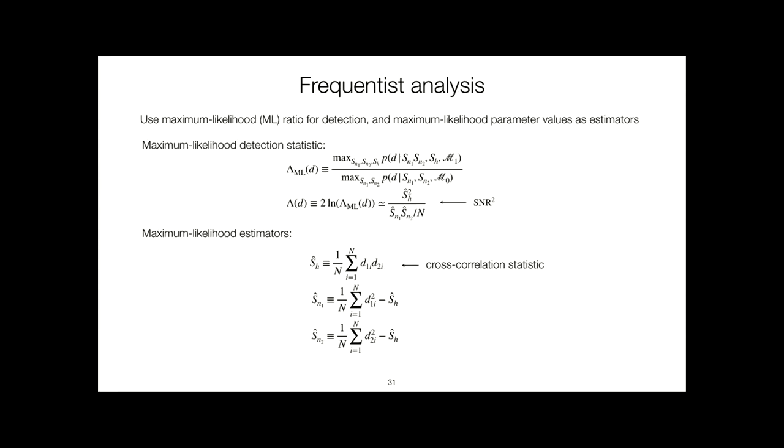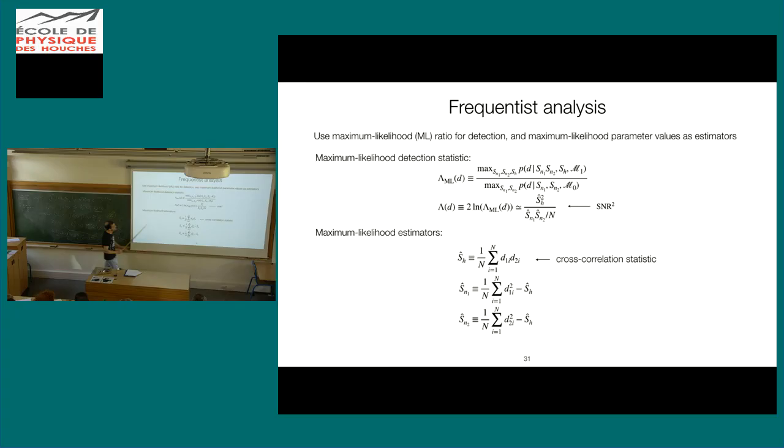The maximum likelihood estimators that you get when you do the maximum here and the maximum here, you can show, at least for the case where you've got both signal and noise present, are given by these expressions here. So this is something that we wrote down last time. This cross-correlation statistic is actually the combination of the data that maximizes the likelihood together with these expressions as well, okay?